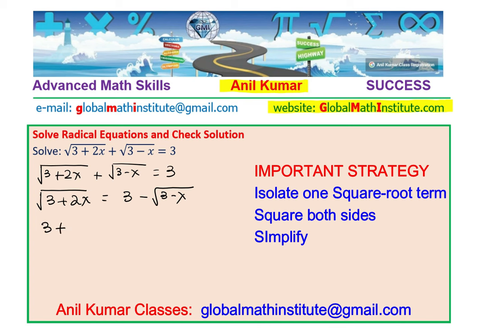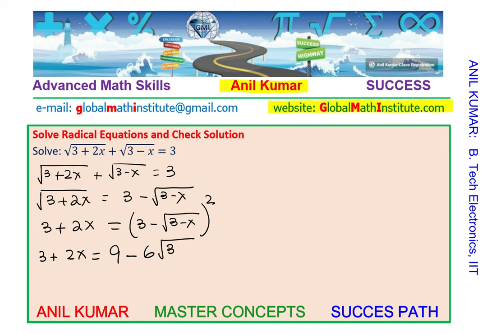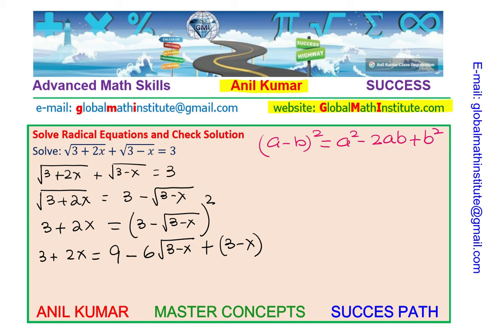Squaring means the radical sign goes away from the left hand side. And here we get 3 minus square root of 3 minus x whole square. So we get 3 plus 2x equals, when you square it, 9 minus 2ab. So 2 times 3 is 6, square root of 3 minus x, right? And plus the square of this, which is 3 minus x. Make sense? So we applied the formula a minus b whole square is a square minus 2ab plus b square. Clear? So with that, we expanded.